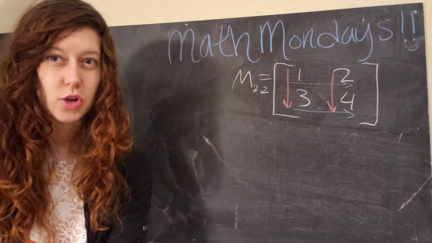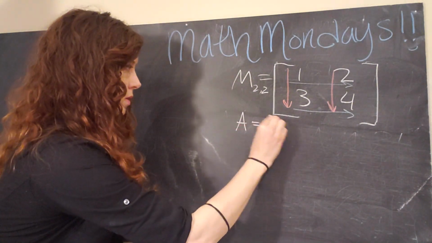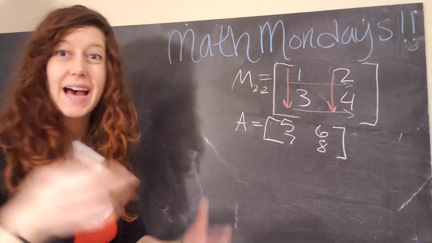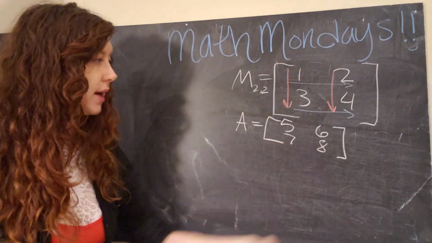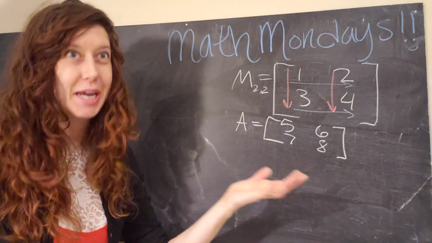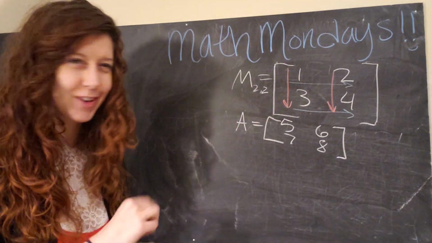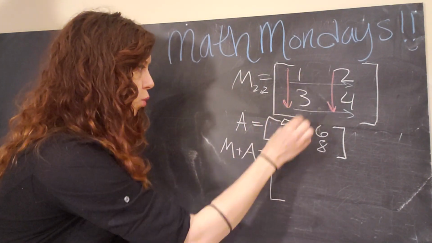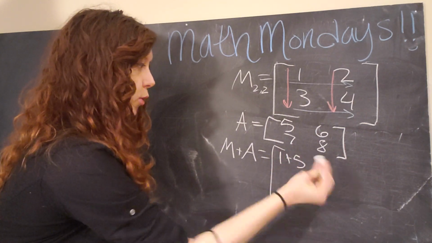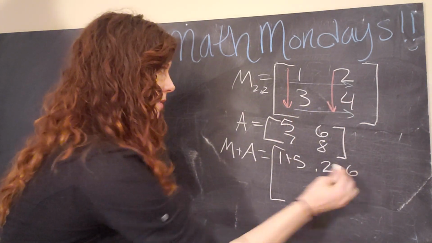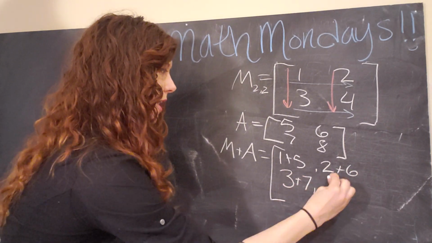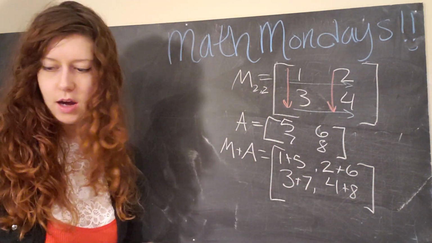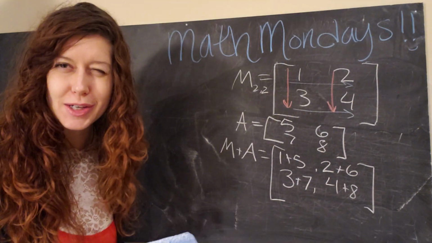But when you do have a matrix that is the same size, let's say we have 5, 6, 7, 8, then we can just add the elements in the right spots together, or the elements that are in the same spot are the right ones to add together. There we go. So M plus A equals 1 plus 5, I'm going to write a little comma, 2 plus 6, 3 plus 7, and 4 plus 8. And again, you are more than capable of doing these additions, so I trust that you will finish solving this.